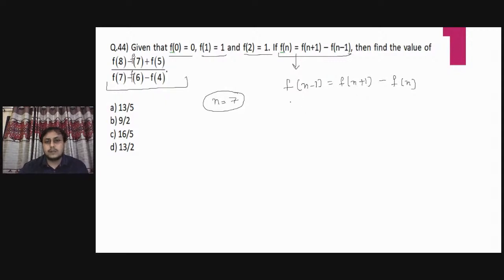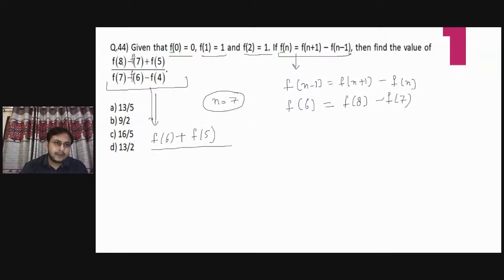Put n equals to 7, so it becomes 7 minus 1 is f6 equals 7 plus 1 is f8, minus f7. So guys, f8 minus f7 is what? f6. So we can write f8 minus f7 is f6 plus f5. Why did I do this? Because now we don't have to go up to f8, work up to f6 will do.